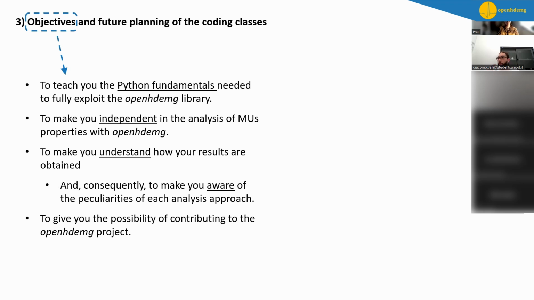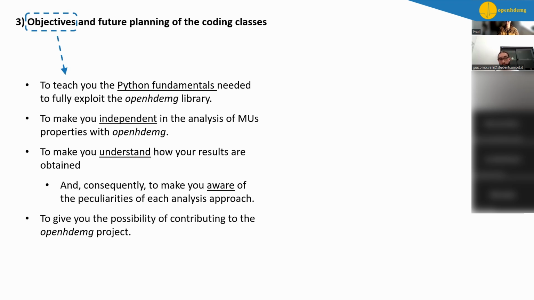Okay, so I think you already got the main objective of the coding classes, but now we also have some more specific ones. And indeed, we want to teach you the Python fundamentals that are needed to fully exploit the openhdmg library. But these Python fundamentals are the same that you will need to do anything else if you want to process some signals or some numbers, let's say, in Python. At the same time, we also want to make you completely independent in the analysis of motor units properties using the openhdmg framework.